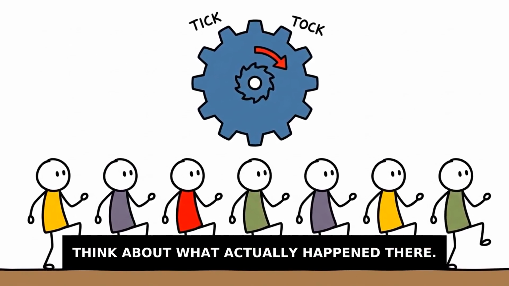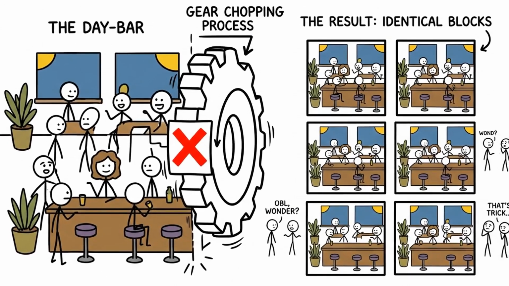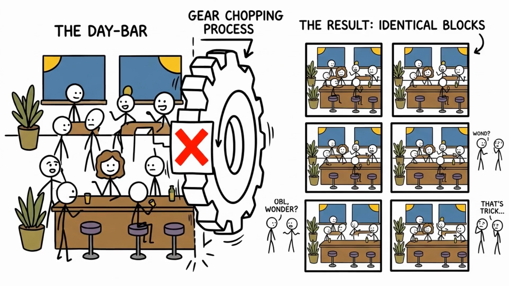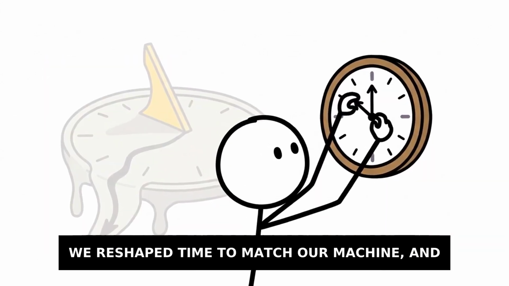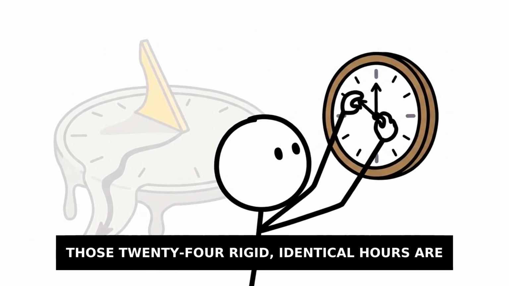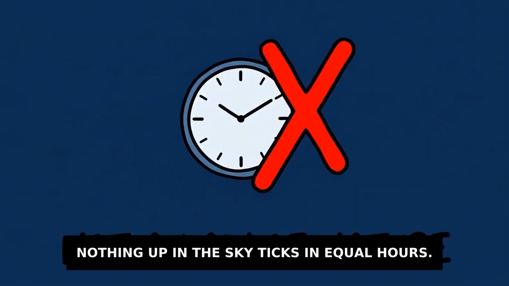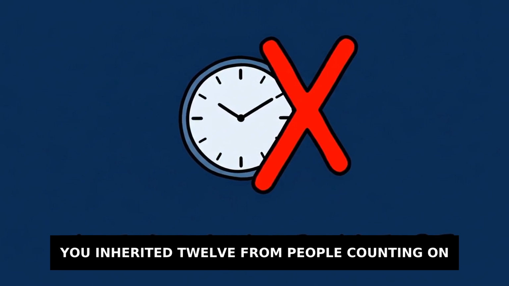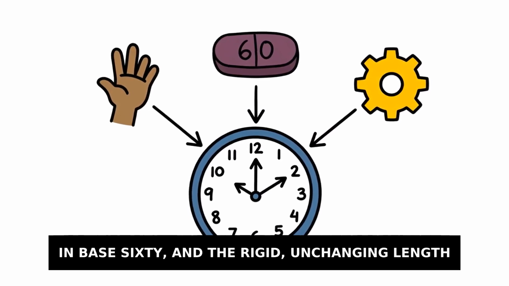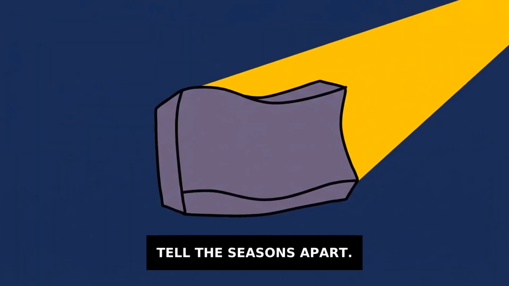Think about what actually happened there. For thousands of years, the hour bent to fit the sun. Then, in a few centuries, the sun was overruled by a box of gears. We reshaped time to match our machine, and then we forgot we had ever done it. So look at your clock one more time. Those 24 rigid, identical hours are not a law of the universe. Nothing up in the sky ticks in equal hours. You inherited 12 from people counting on their knuckles, 60 from people counting in base 60. And the rigid, unchanging length of it all from a medieval machine that couldn't tell the seasons apart.